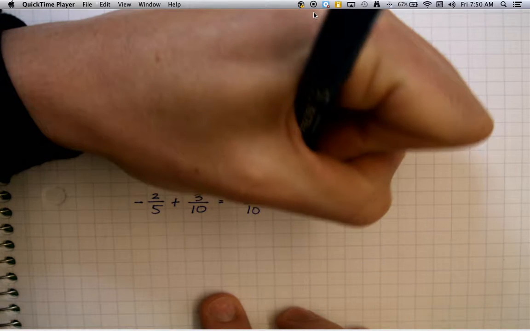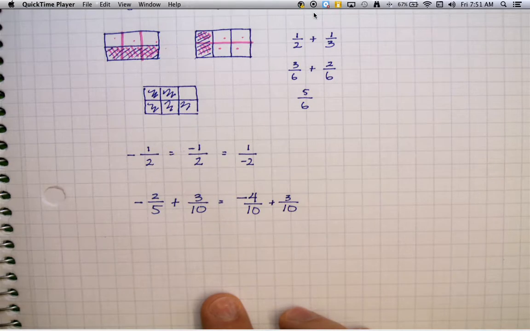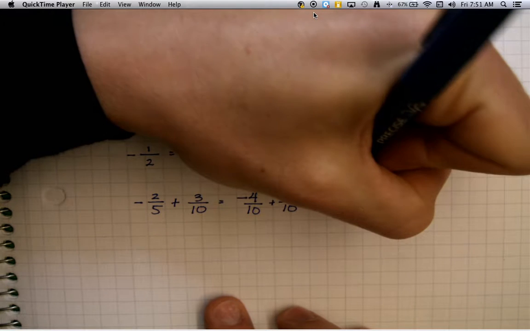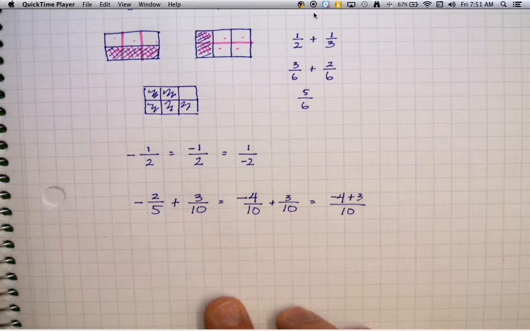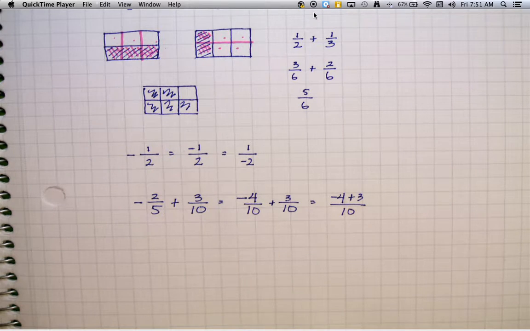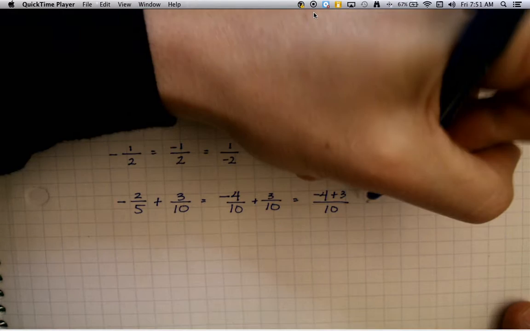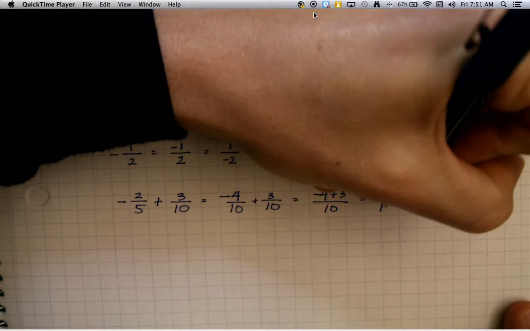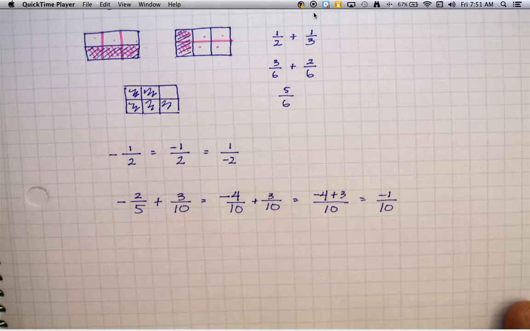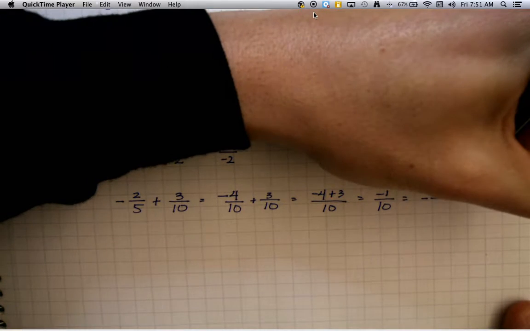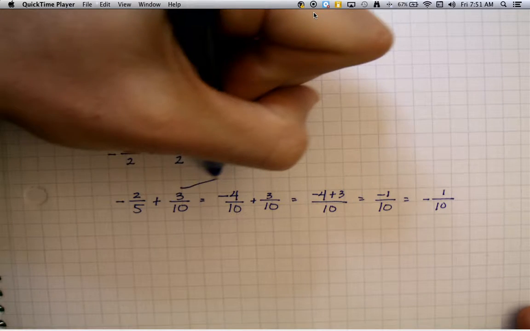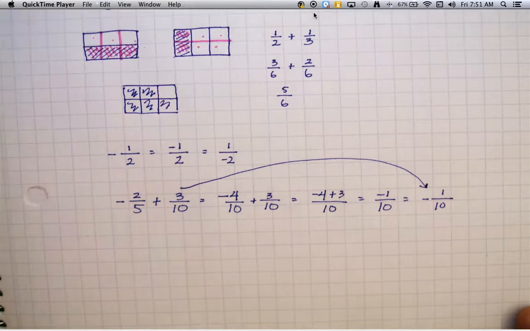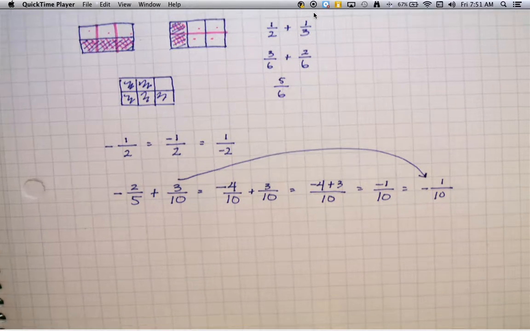3/10 stays the same. And the way this works, if I have 4 negative tenths and 3 positive tenths, then my total value there is going to be -1/10. You can write that as -1 all over 10, or you can be real careful and write it as -1 over 10. So it's kind of a long journey to get from here all the way to there, but there's our steps. You can pause and rewind if you need to.